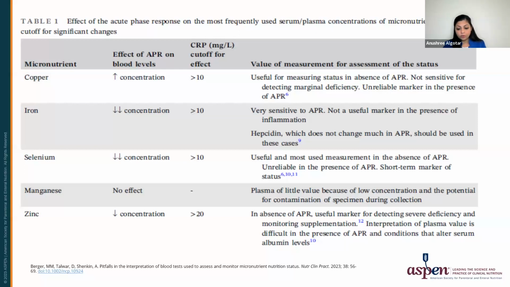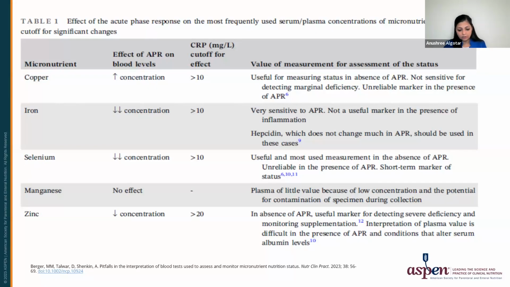Berger et al. proposed the following CRP cutoffs in their aptly titled paper, Pitfalls in the Interpretation of Blood Tests Used to Assess and Monitor Micronutrient Status. Iron, selenium, and zinc levels all decrease in the presence of an acute phase response. A CRP cutoff of 10 milligrams per liter is proposed for significant changes.